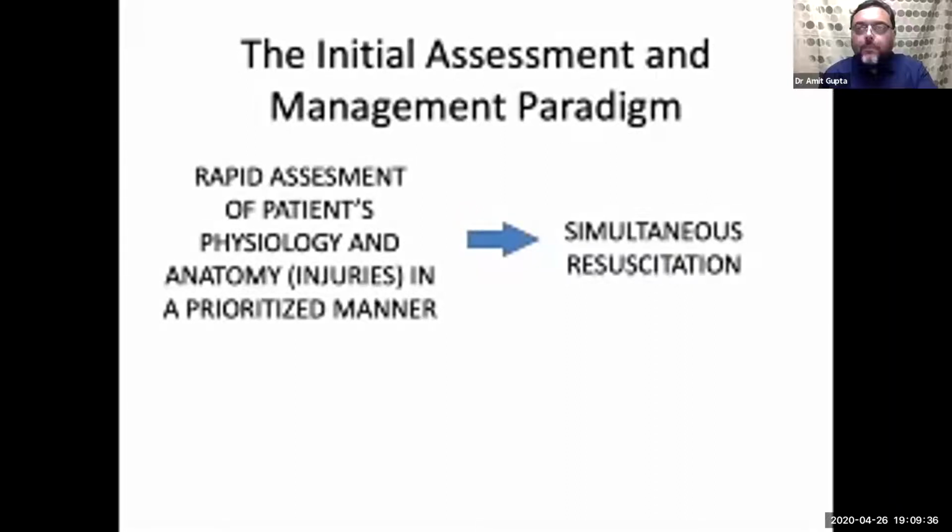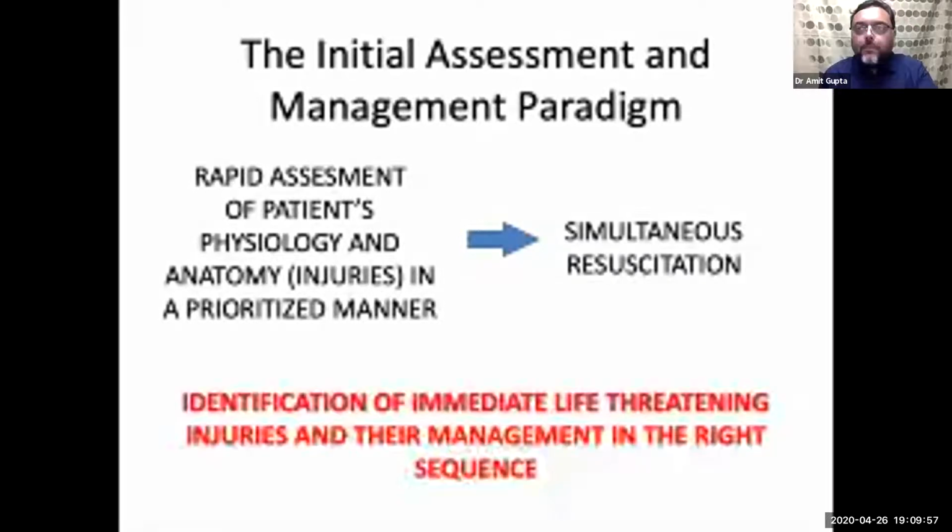Simultaneously, we do resuscitation. The purpose of initial assessment and management of these patients is identification of immediate life-threatening injuries and their management right there, because there are certain injuries which would take away the life of a person without giving you any warning. And anatomy is not a very good indicator of the quantum of problem with the physiology which is happening.